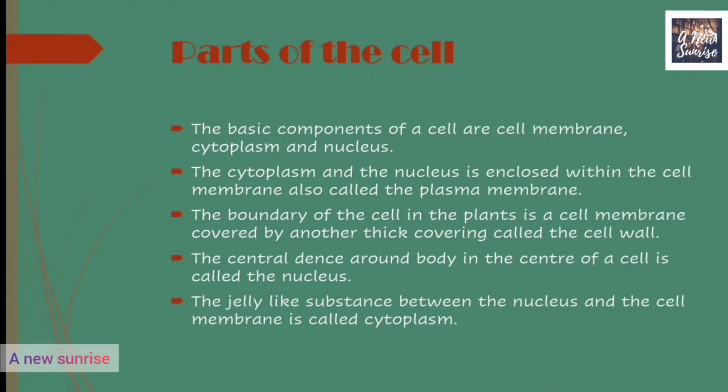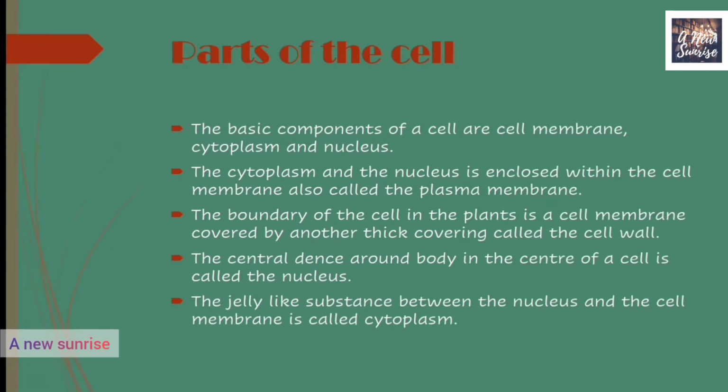First, what we are going to study is parts of the cell. A cell has various parts. It is composed of various small units like the cell membrane, cytoplasm and a nucleus, and also some organelles. These are the basic components of a cell. The cytoplasm and the nucleus are enclosed within the cell membrane, also called the plasma membrane.